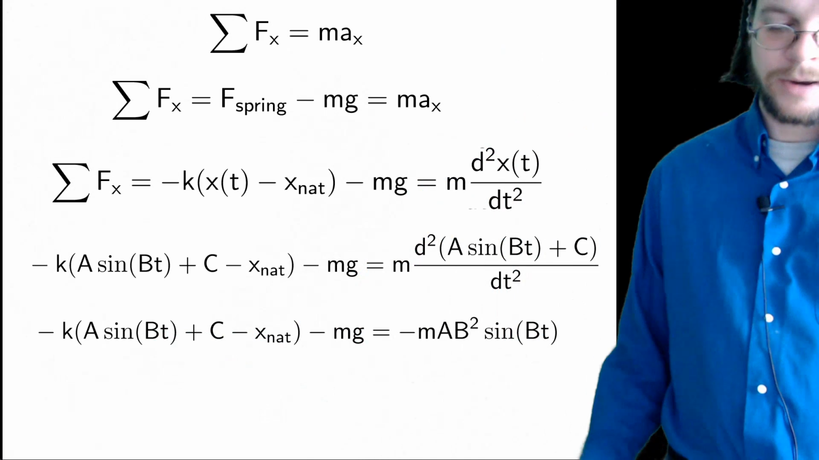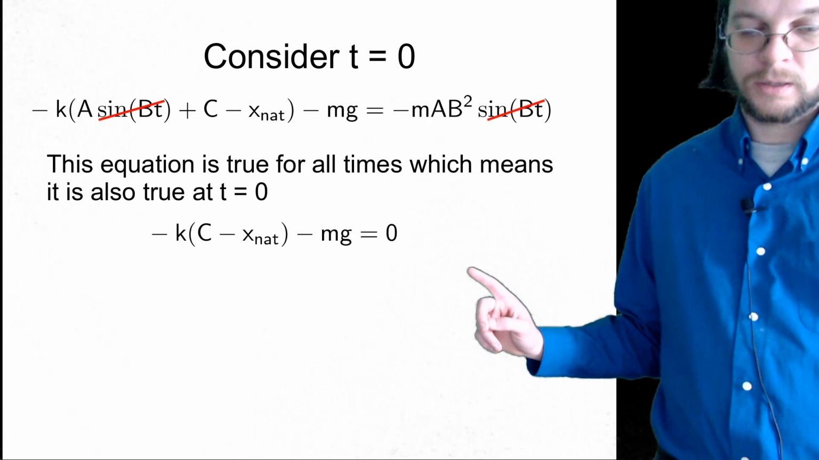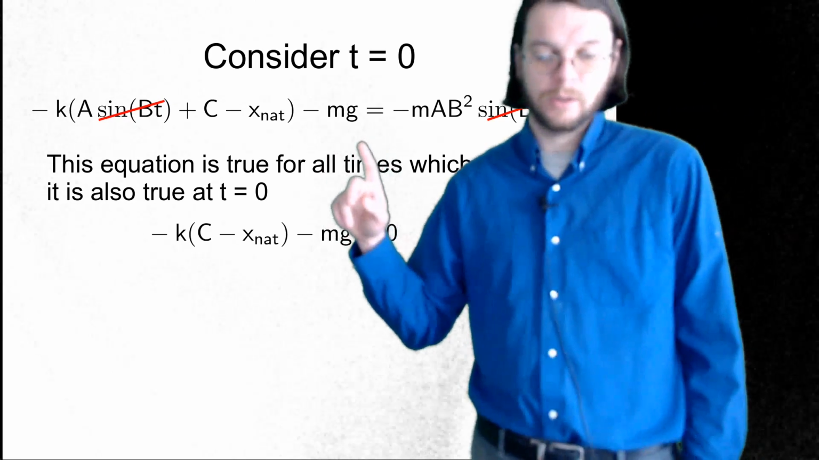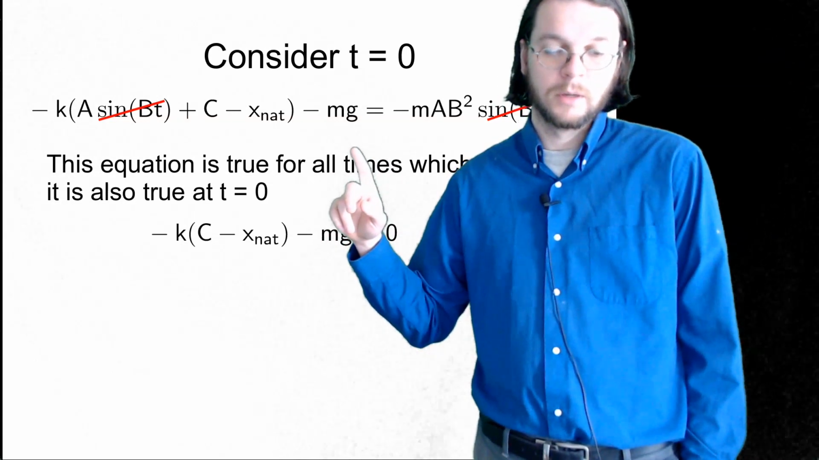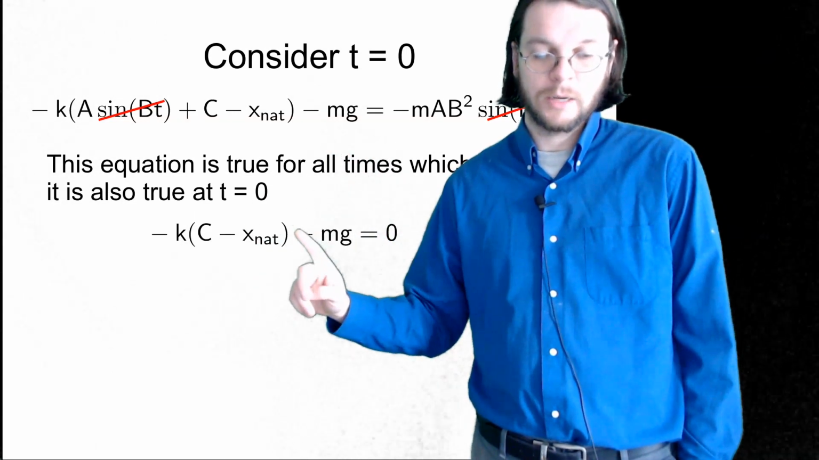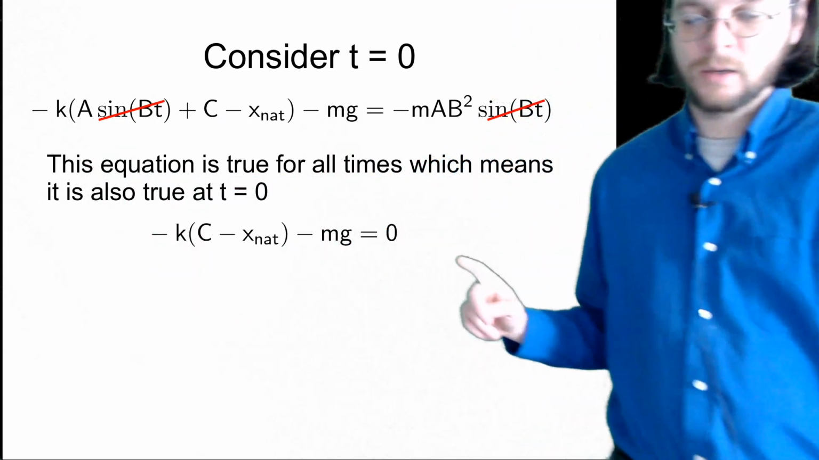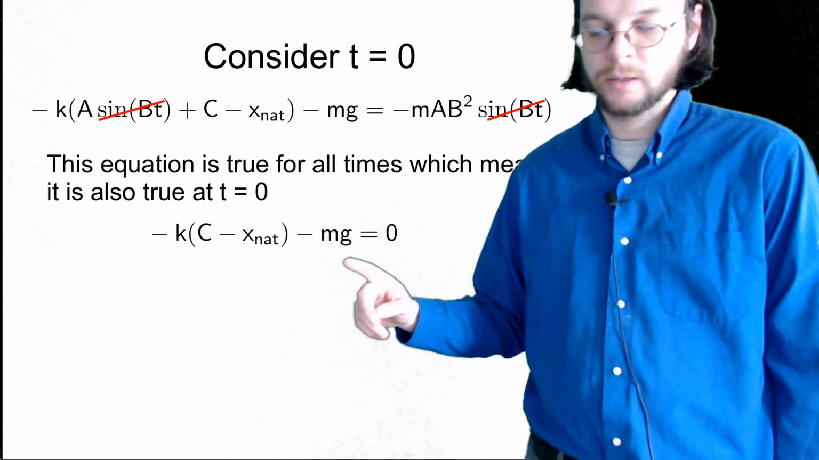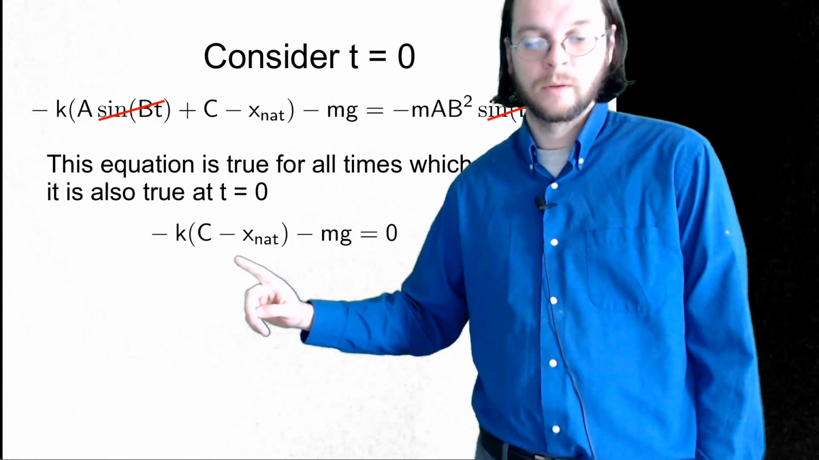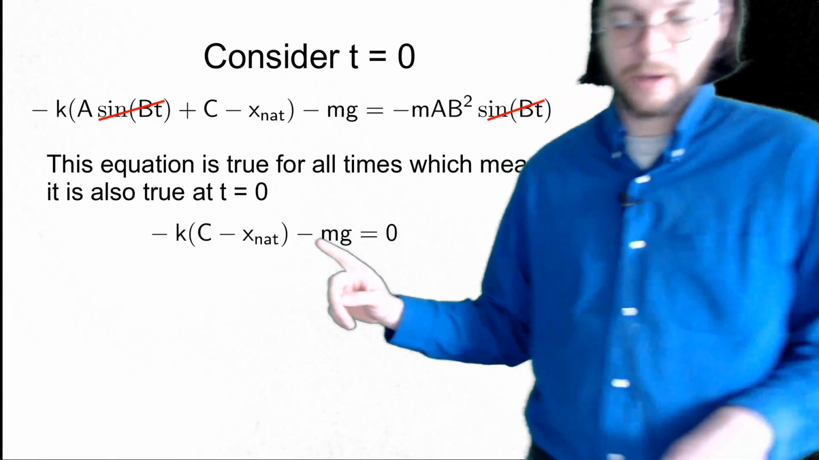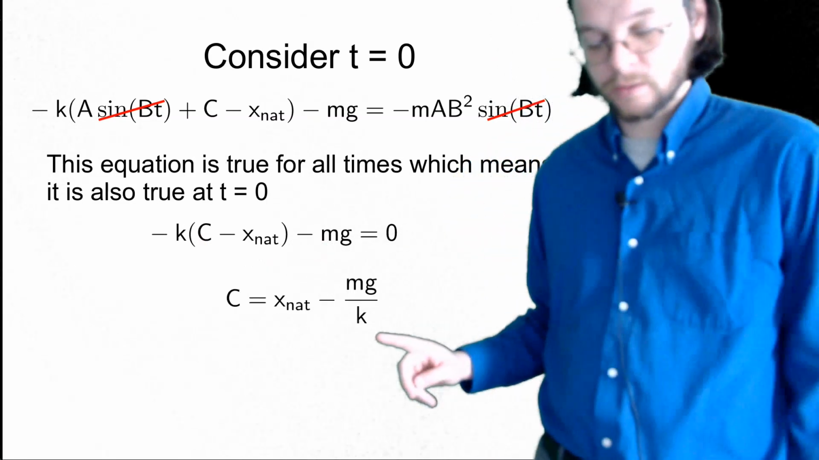And so now we end up with something like this, right? Because we still have the mg here. The weight is still the weight, even at time equals 0. We have the c minus the natural length. We have the k constant here. And this thing and this thing add up to 0. So we can solve for c. And so I can do that. Add mg to both sides, divide by k, add the natural length. You get something like this, right?